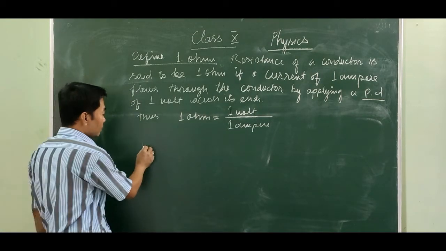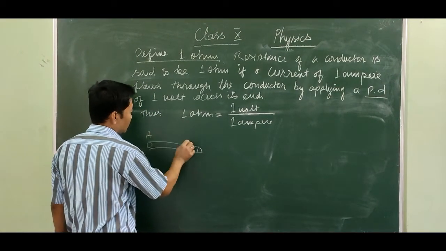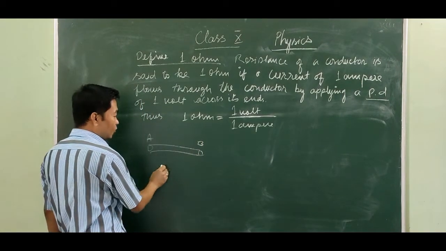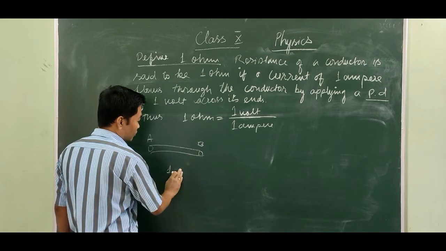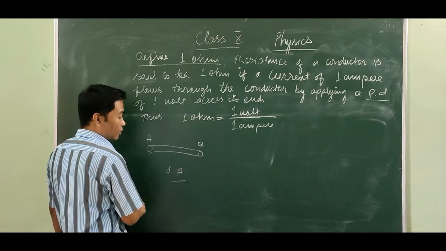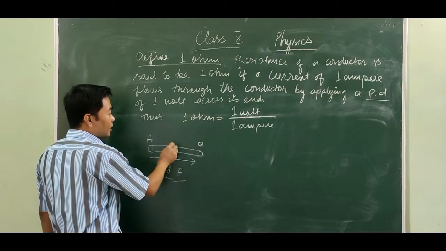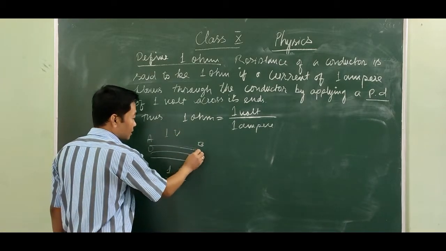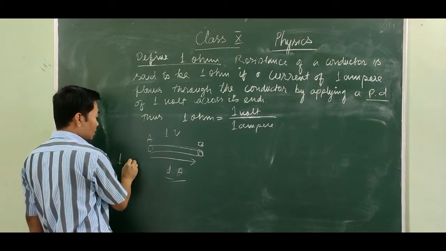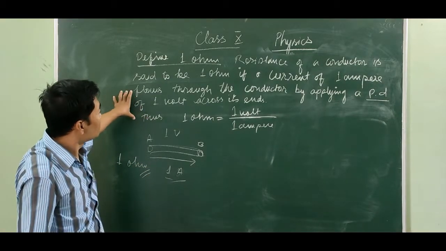So let's say we have a wire. This is a wire. This is a conductor. In this conductor, if 1 ampere current flows by applying 1 volt of potential difference, then we can say that this wire has a resistance of 1 ohm. Very easy. So this definition is very easy.